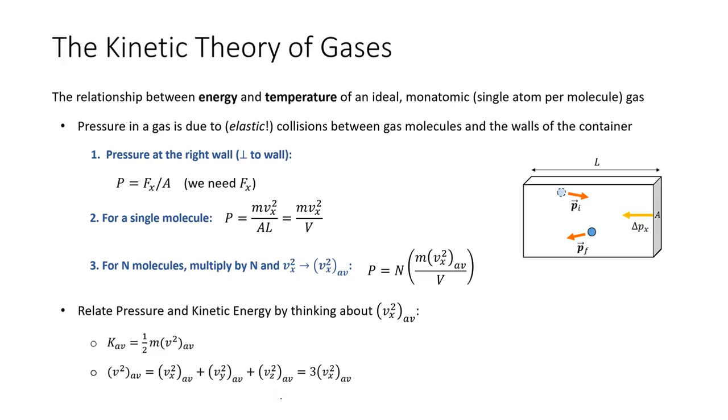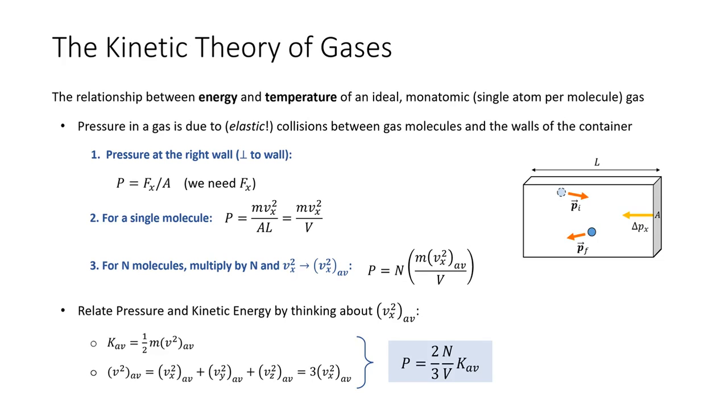All right, now we're ready to relate to the pressure, because what we can do is replace v squared average with 3 times vx squared average, and then we can relate to the pressure. What we find is that the pressure is going to be equal to 2/3 times the number of molecules in the box divided by the volume of the box times K average.